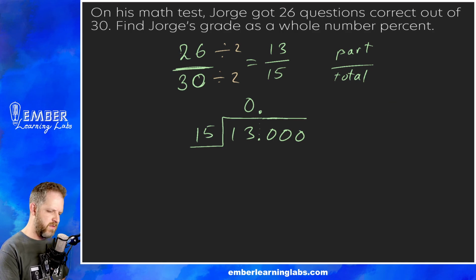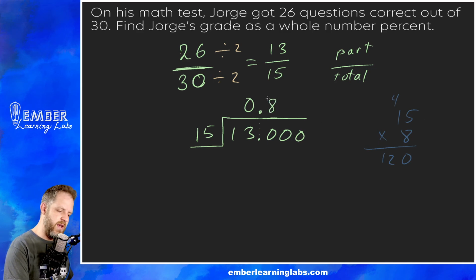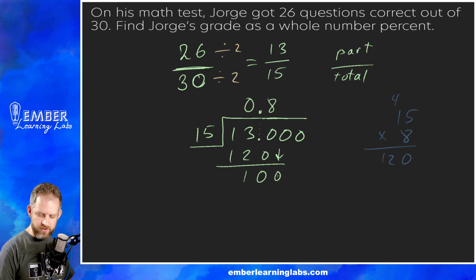Let me change my thing to the scratch papery color. 15 times 8. 8 times 5 is 40. 8 times 1 is 8 plus 4 is 12. 120. Right? So we're going to put 8 right here, and we just figured out that 8 times 15 is 120. 130 minus 120 is 10. Bring down a 0. 15 goes into 100. How many times? Does that come out evenly? No, it doesn't.